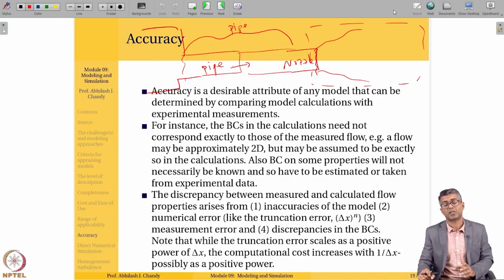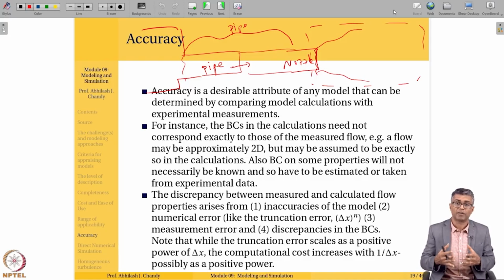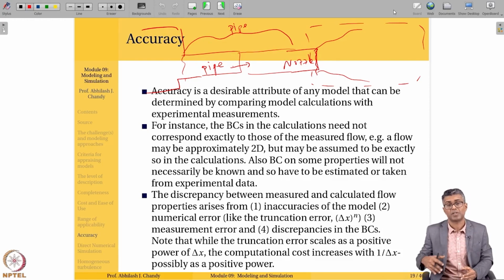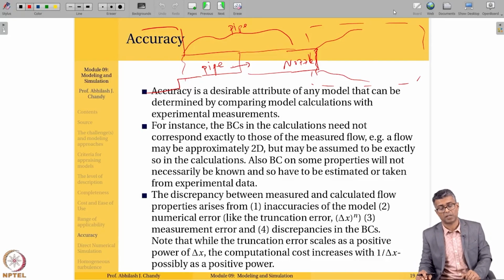Fourth, discrepancies in the boundary conditions. So here it could be because some data for the boundary condition that you need to apply in the computations is just not obtainable. You cannot get that data, so then you have to approximate, right? 2D versus 3D is another example.